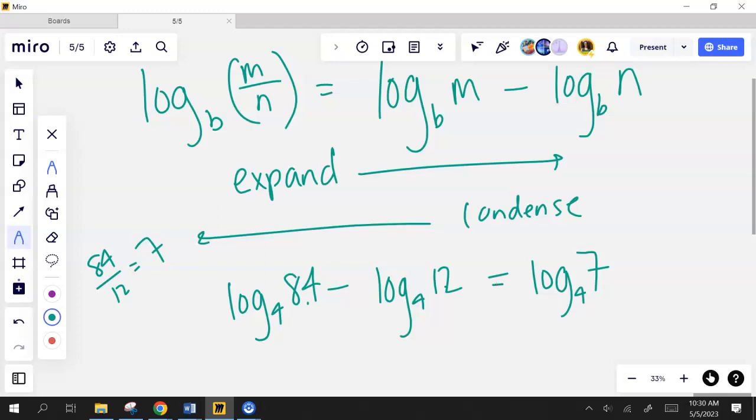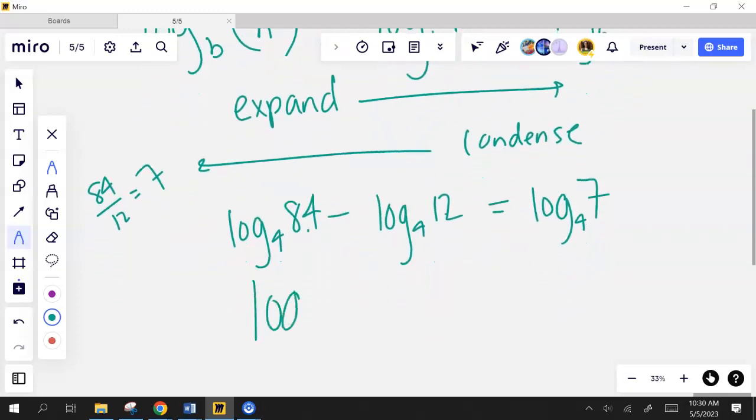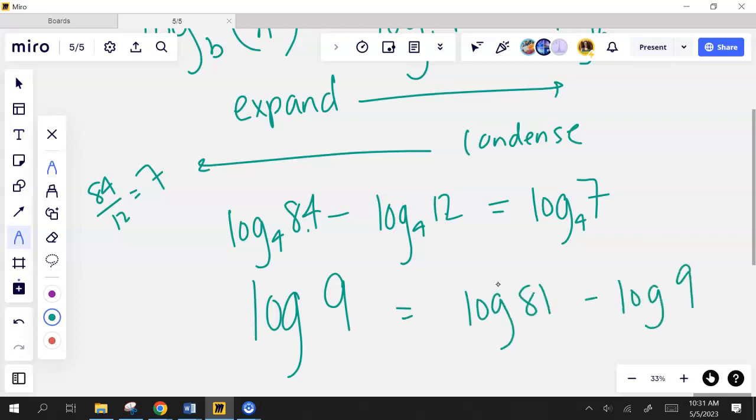How about expand? And this one looks a little funny because something's missing on this one. What's missing? The base, which means it's 10. So it's not missing, it's there, it's just not written. How could I expand that out? Absolutely. 81 divided by 9 is 9. That would definitely work. 27 and 3. Anything you want to do?